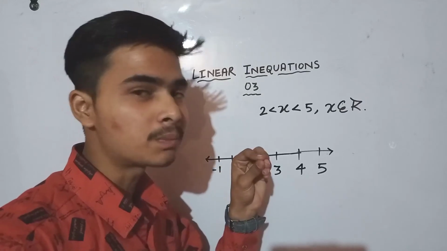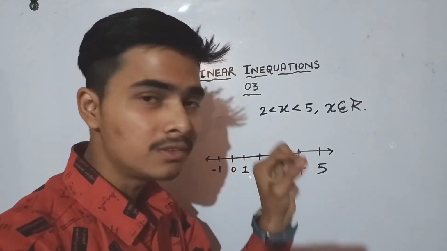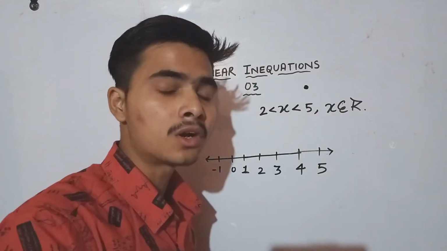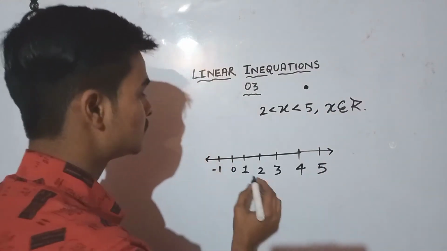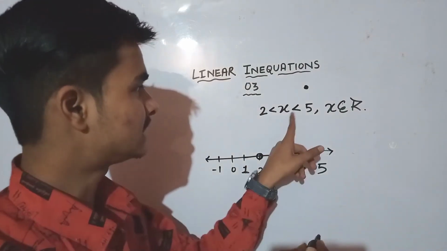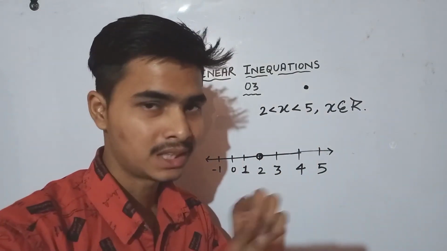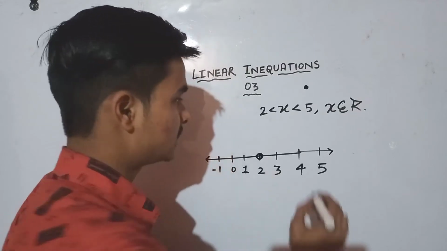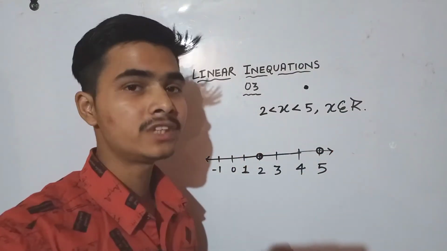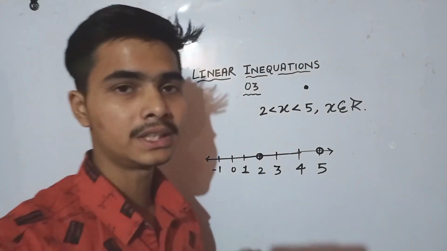Means if it occupied it completely, we will make a dot. But if it will not occupy it completely, we will just need to make a circle. So make a circle on 2. Now x is just less than 5, x is not equal to 5, so just make a circle here. And why we are making a circle, I think I have already told you.